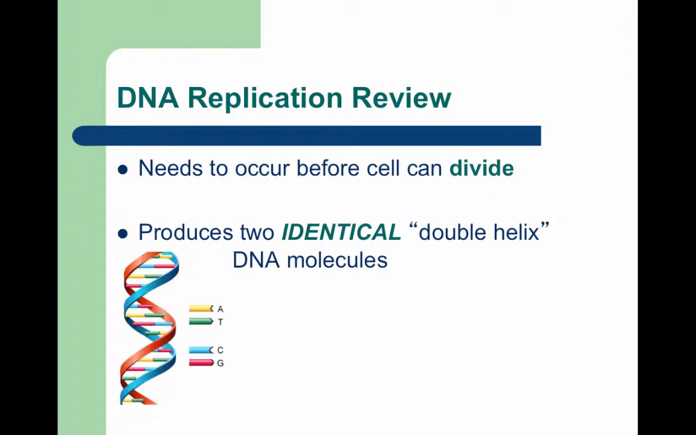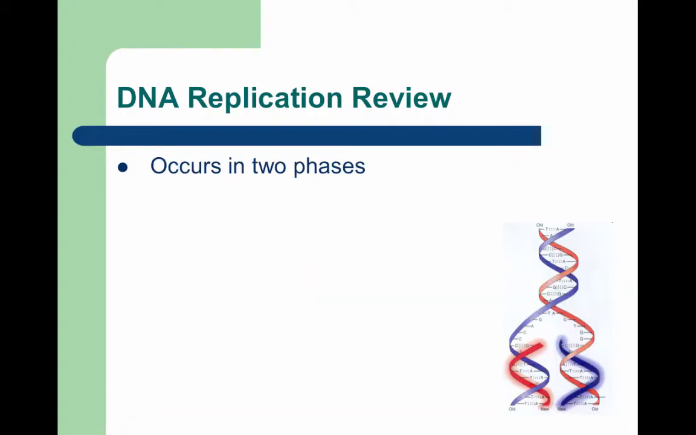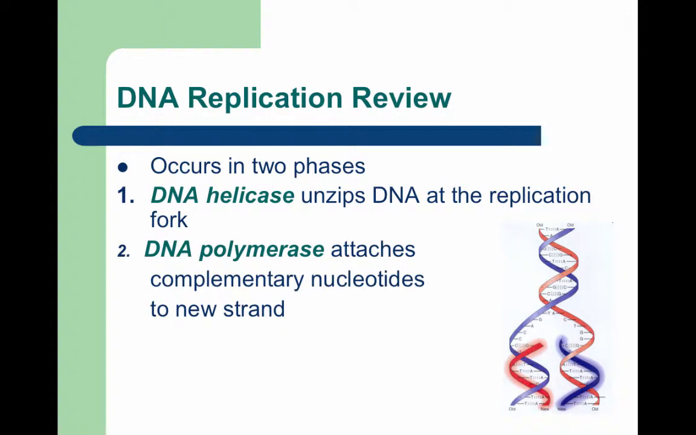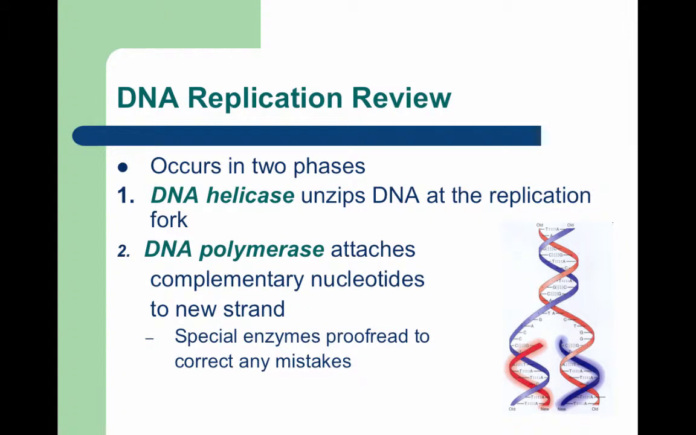So remember, we go from one strand of DNA and it gets split into two. This happens in two phases. Step 1, DNA helicase unzips the DNA at the replication fork. Step 2, DNA polymerase attaches the complementary nucleotides to the new strand. And then there are special enzymes that proofread to make sure there aren't any mistakes within that strand.